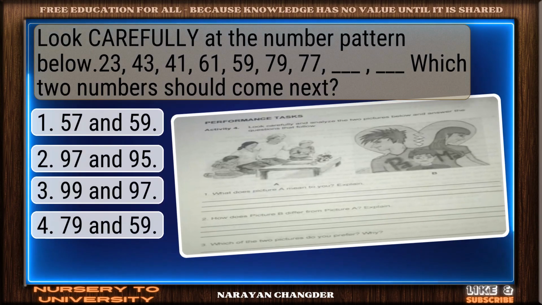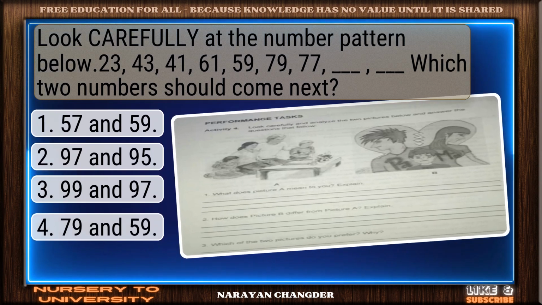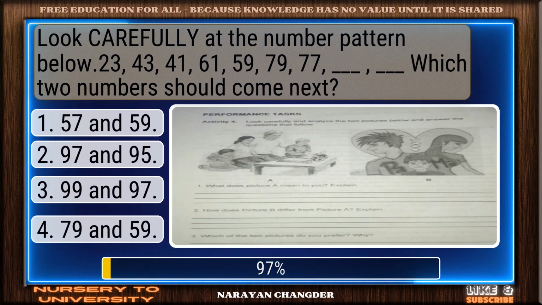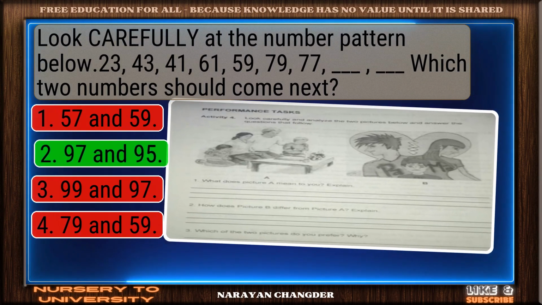Look carefully at the number pattern below. 23, 43, 41, 61, 59, 79, 77, dash dash. Which 2 numbers should come next? Correct response. 97 and 95 is the most accurate answer.